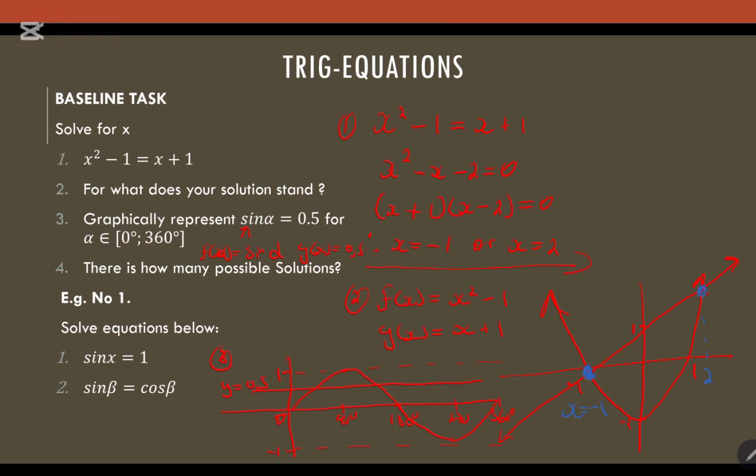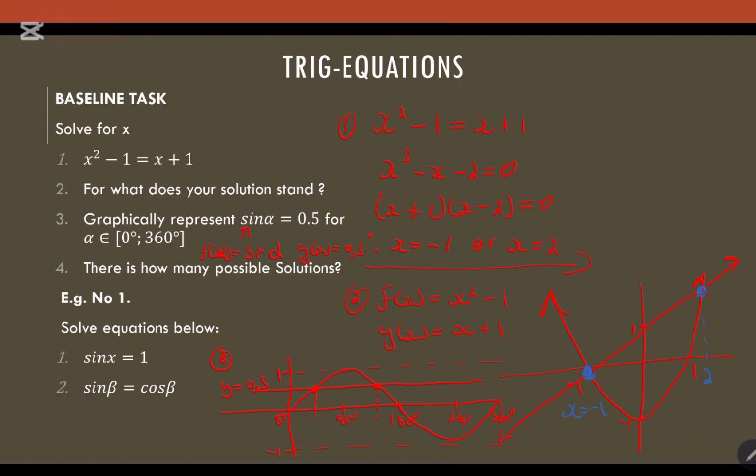Now what is happening is that these graphs intersect twice, at this point and at this point. What we need to do is find the values of alpha at this point and that point. Now, the fact of the matter is that these equations are equal at these 2 points. So hence we have that equation. They say graphically represent that. Now, you can see that the domain is given as alpha is an element of 0 degrees to 360.